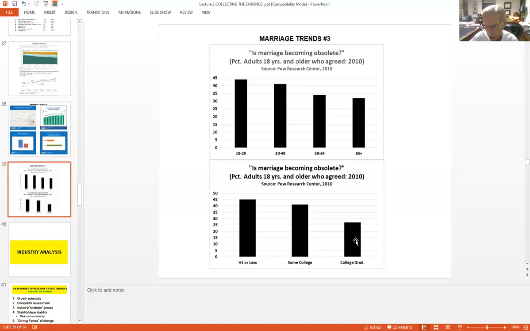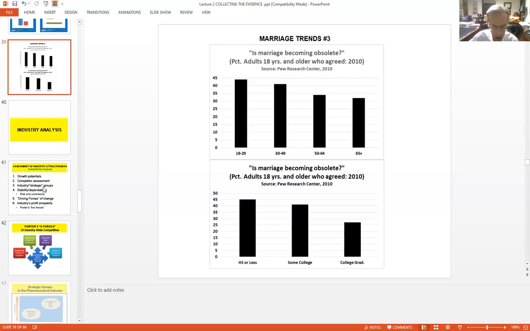Are these college graduates the ones who are making larger incomes and therefore can afford families? Is it possible that these college graduates, in fact, are in family units, whereas folks in these other categories are not? And indeed, that is the case. So you have to be very careful in interpreting these charts.